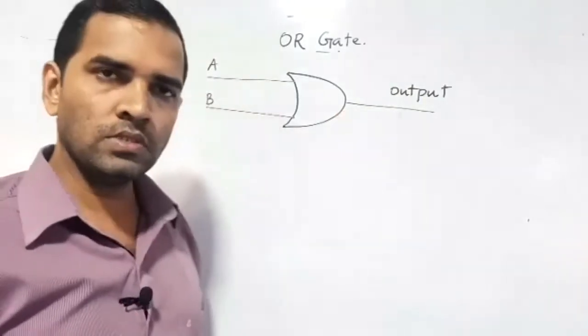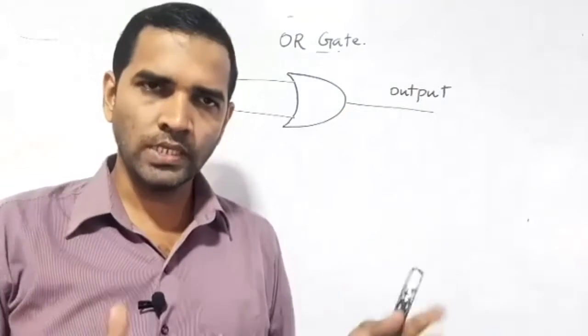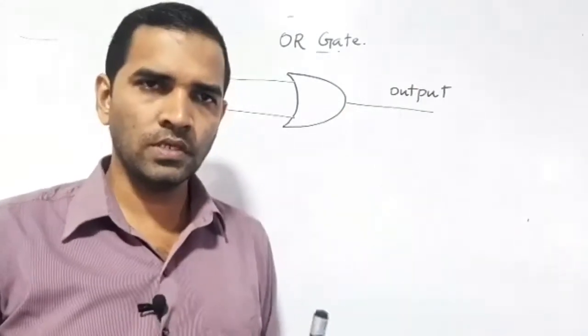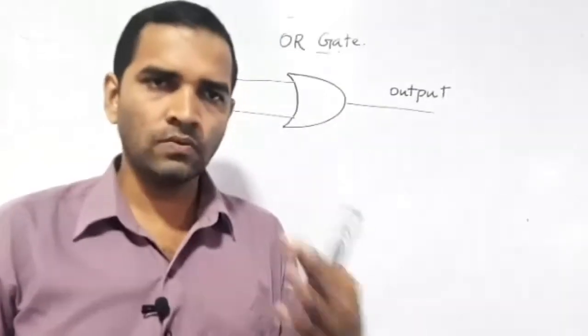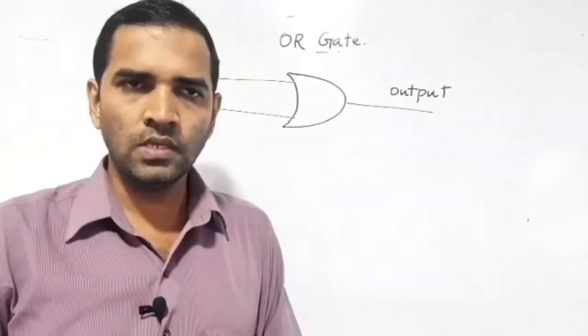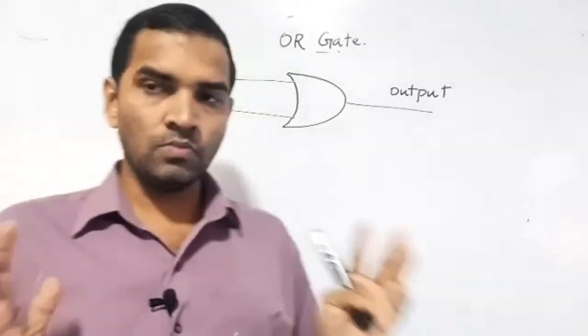It has two inputs named A and B. Inputs are nothing but wires for carrying the electricity. Here I have only one output. The output is also nothing but a wire for taking the electricity out. So now that's the symbol.